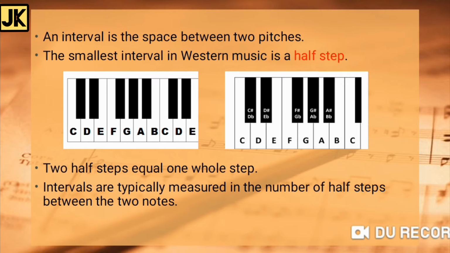Now say, what's the note adjacent to C? If you said D, I am sorry, you are wrong. There is one black key in between. The distance between the C note and this black key is a half step. The distance between this black key and D is another half step. So the distance between C and D is actually two half steps, simply a whole step. Two half steps equal one whole step. Intervals are typically measured by the number of half steps between the two notes.